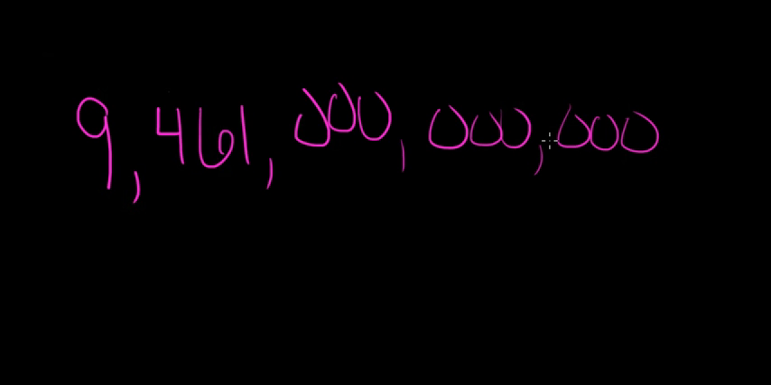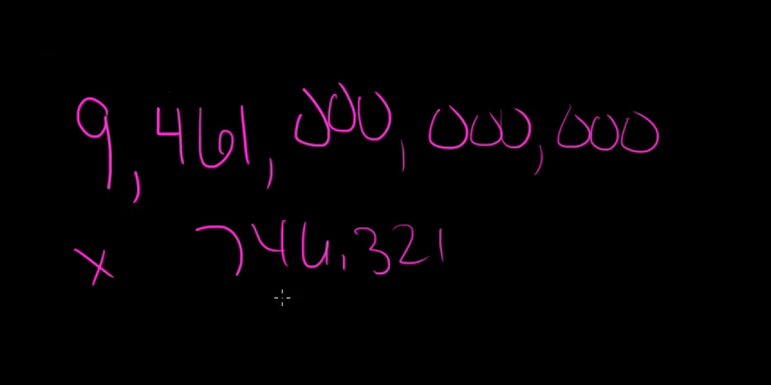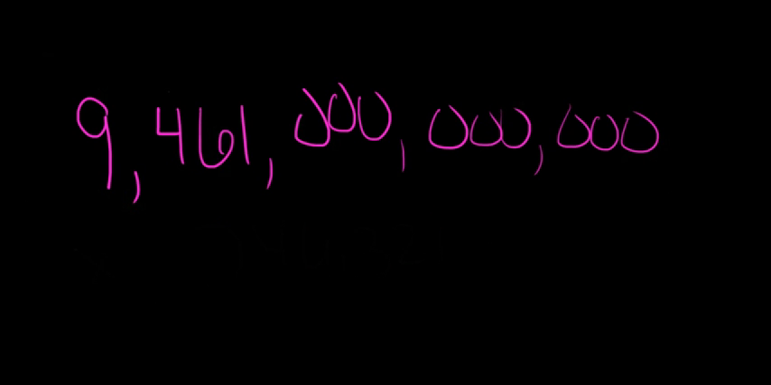Now imagine if you were asked to add up that number plus 4 or 5 numbers in a column underneath it as long as that, and you had to keep on adding this over and over and writing it down and going across. It would take a really long time. If you had to multiply that number by 746,321, imagine how long that paper would be to get an answer to that problem. So there's an easier way to do it, and that's where scientific notation comes into play.